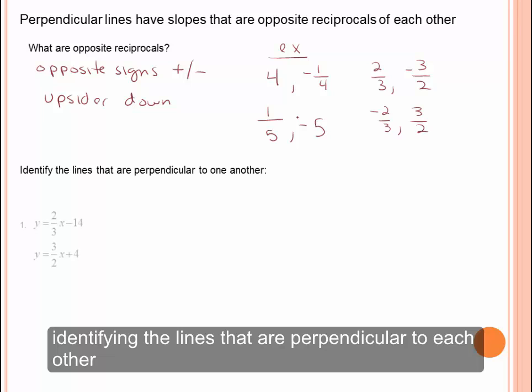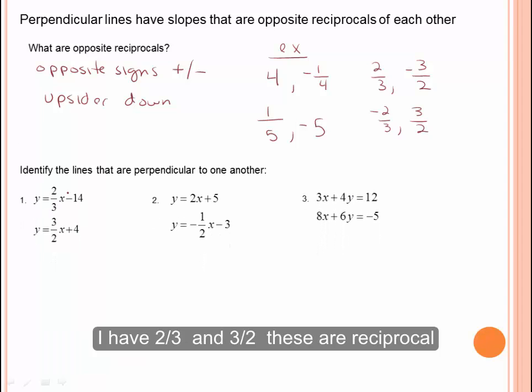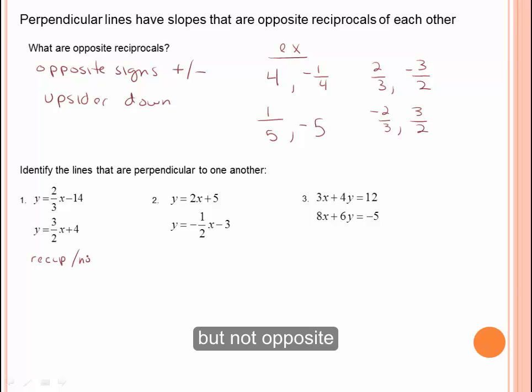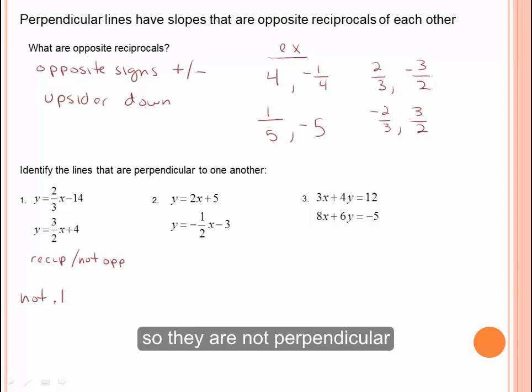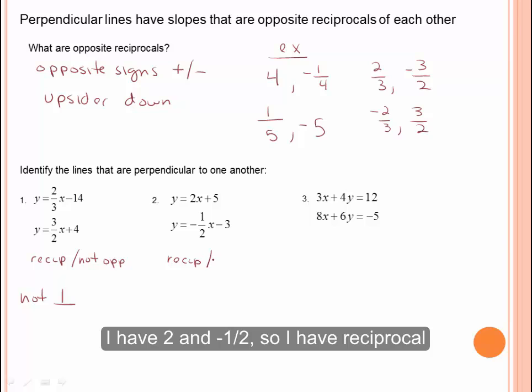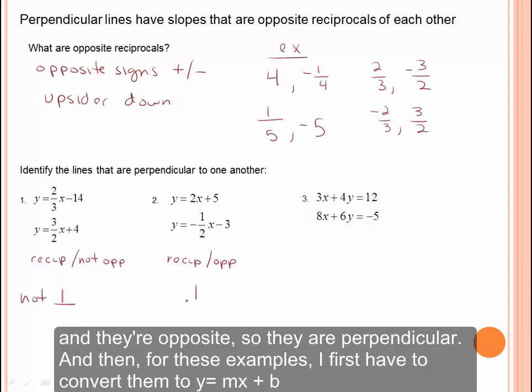Identifying the lines that are perpendicular to each other. I have 2/3 and 3/2. These are reciprocal, but not opposite. So they are not perpendicular. I have 2 and negative 1/2, so I have reciprocal, and they're opposite, so they are perpendicular. And then for these examples, I first have to convert them to y equals mx plus b.